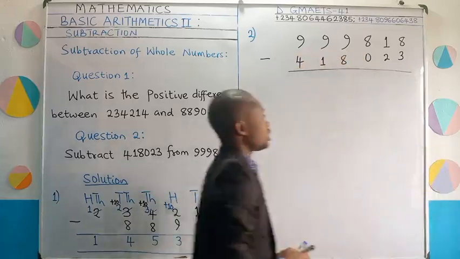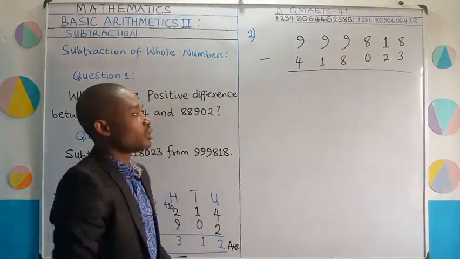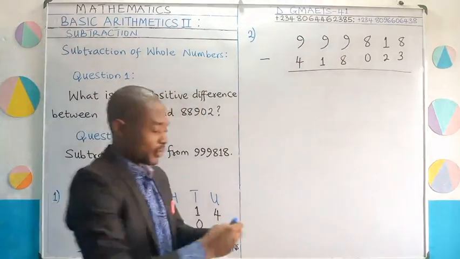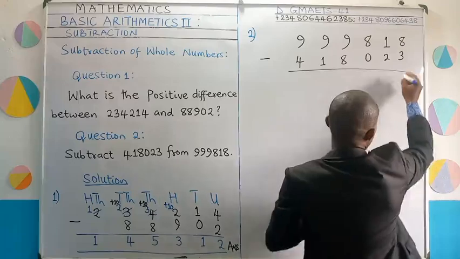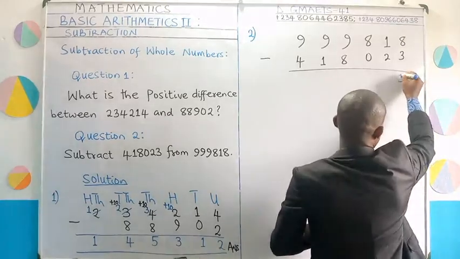So let us do the subtraction now and see. Starting with the unit number, we have 8 minus 3. And of course, 8 minus 3 will give us 5. I'll record 5.